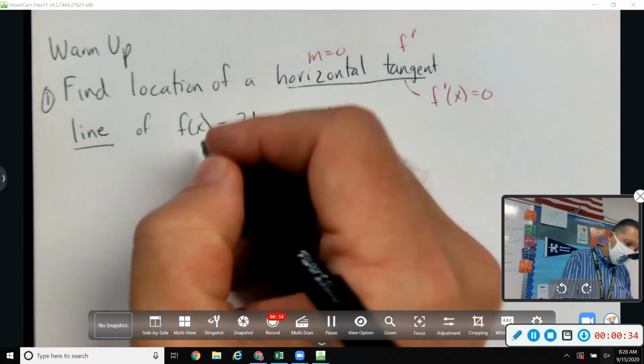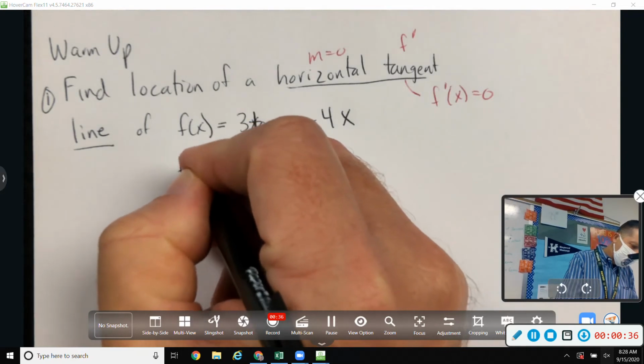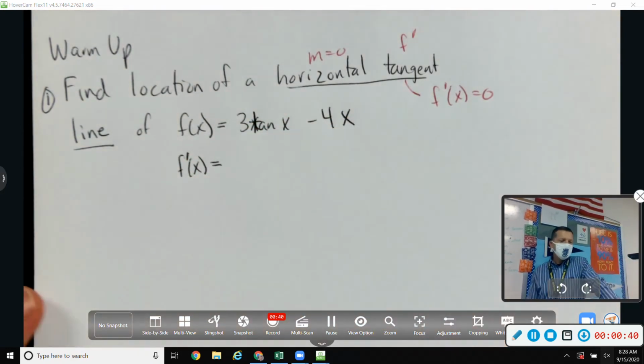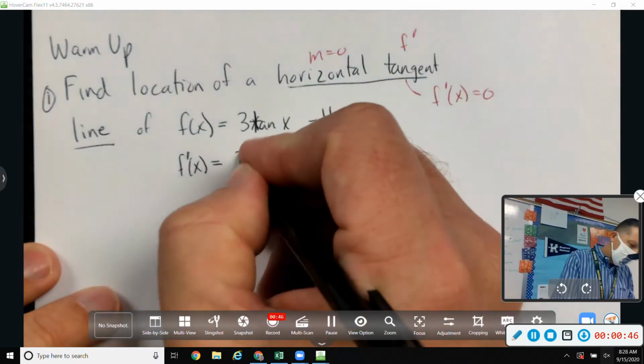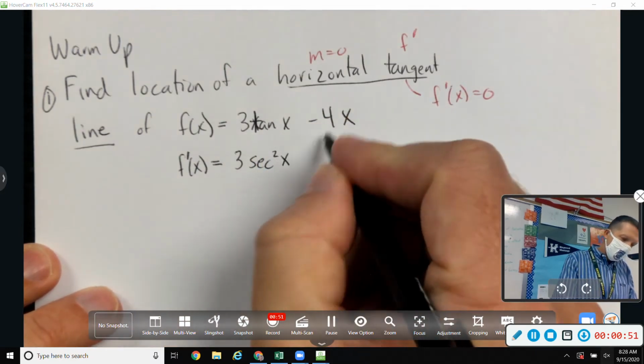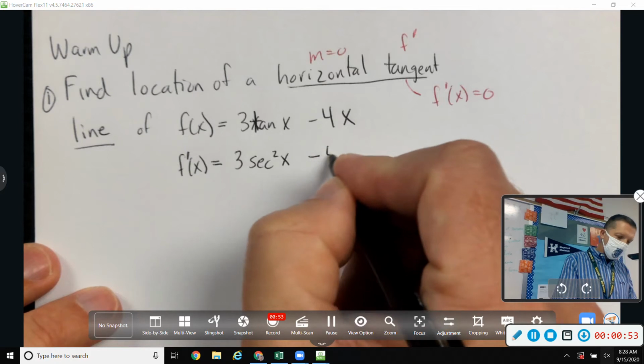All right, well, we need to take a derivative. So this is new, derivative of tangent. We did that just yesterday. That's one of the ones you just have to know. The derivative of tangent is secant squared. So 3 secant squared x. And the derivative of minus 4x would be minus 4.